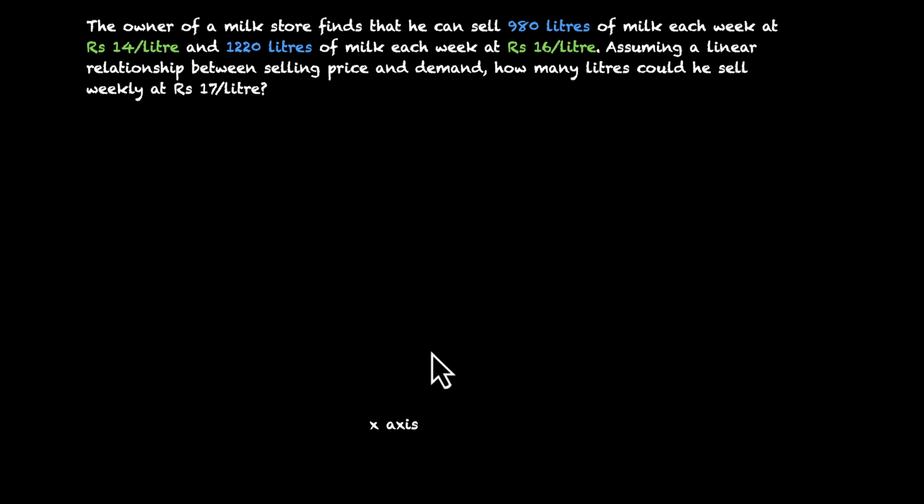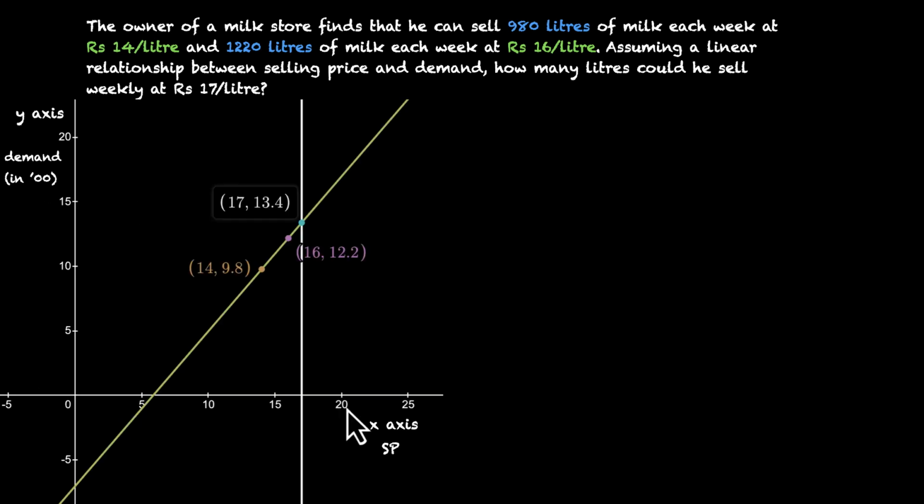Let's draw the graph. X-axis and y-axis. On x-axis, let's put the selling price, and on y-axis, let's put the demand. And because these values are very large, let's scale the y-axis. Let's say we measure the demand in hundreds. So this will be our graph. Now notice we have 3 points here. The first point is 14, 9.8. This means at 14 rupees per liter, we're able to sell 980 liters. Multiply this by 100, we get 980. This next point is 16, 12.2. This means at rupees 16 per liter, we're able to sell 1220 liters.